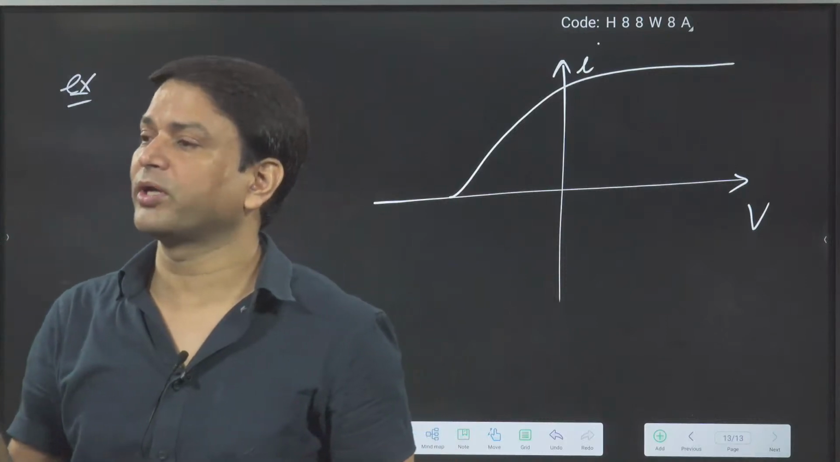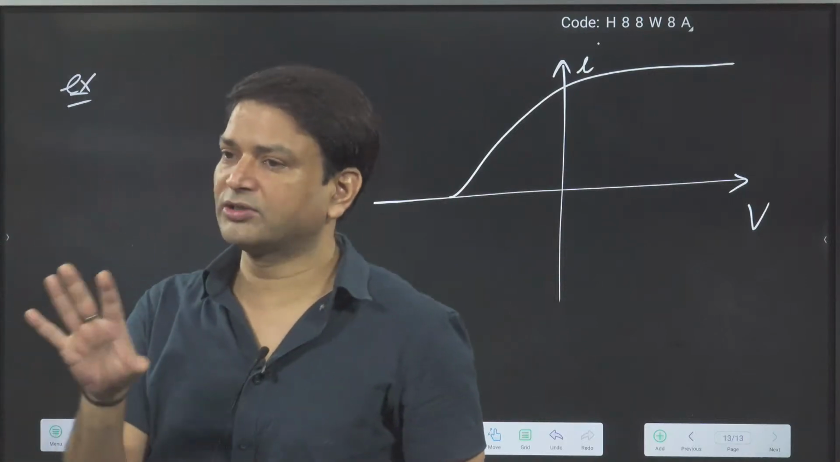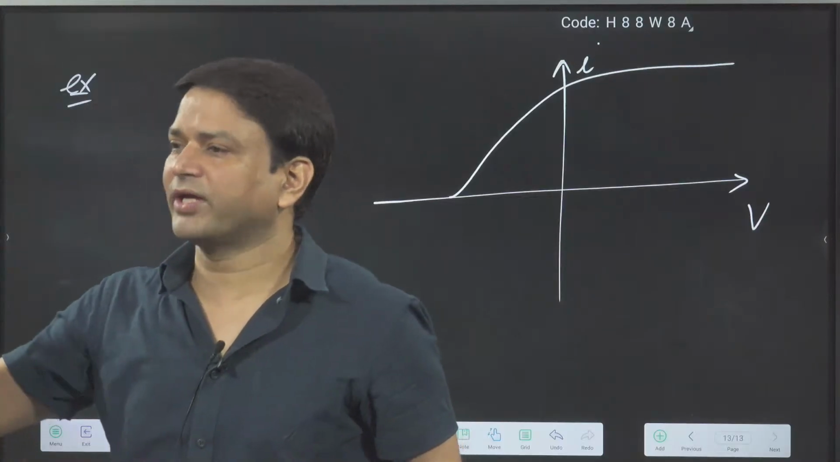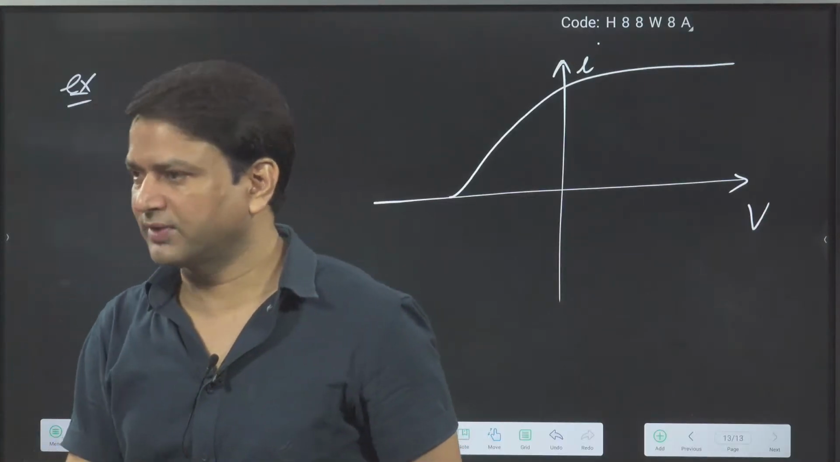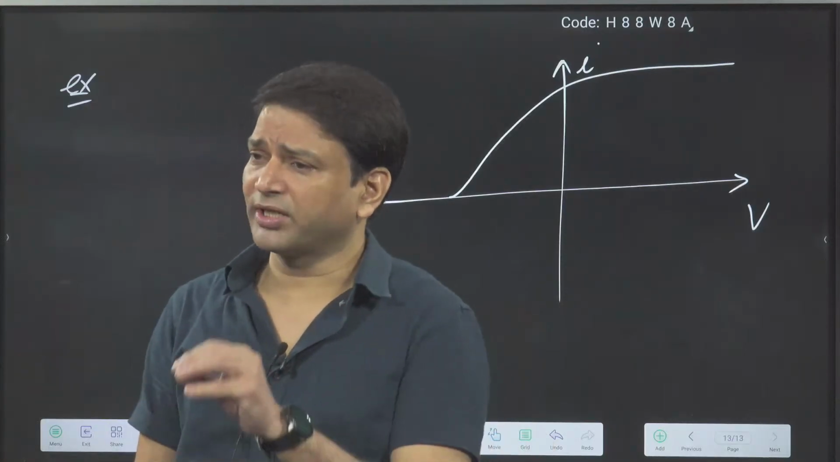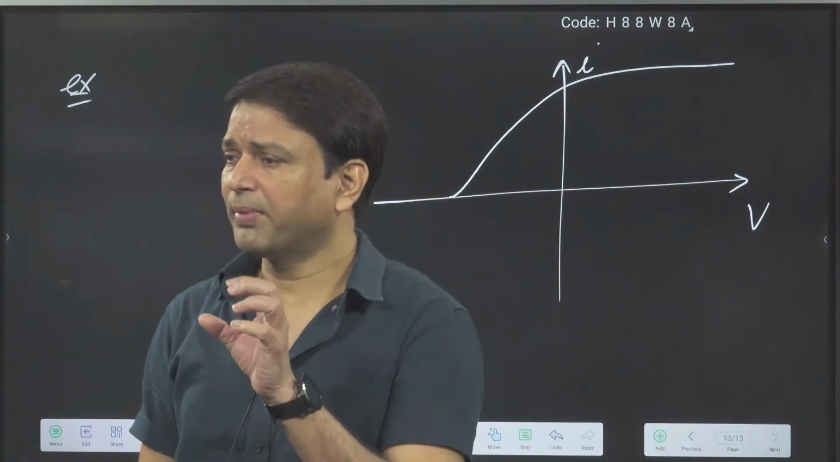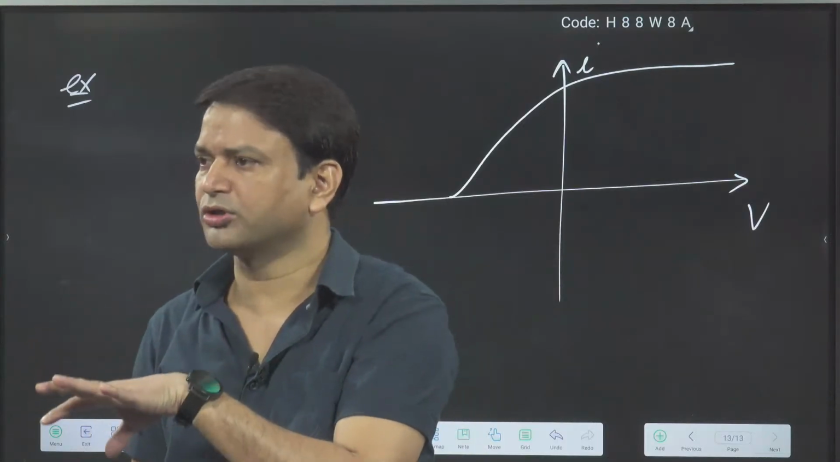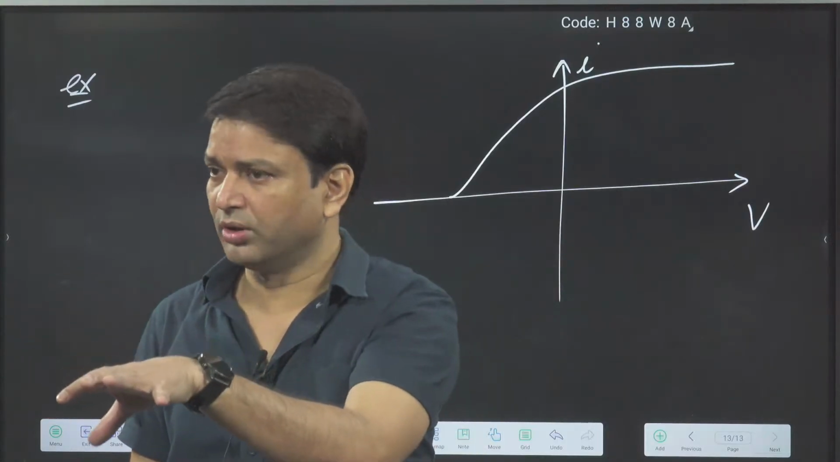Suppose you are putting x is equal to 0 and you got y is equal to 0. It means the graph should pass through the origin. So we can eliminate some options on the basis of that. After that, suppose you are putting x is equal to 0, but you are not getting y is equal to 0.